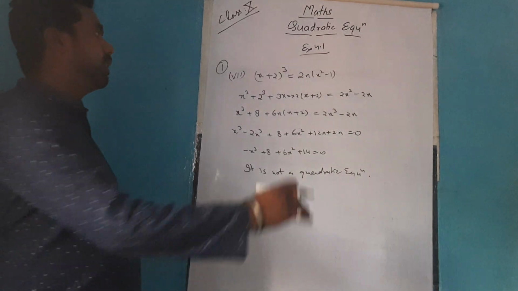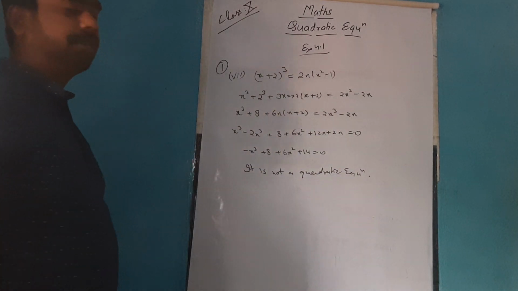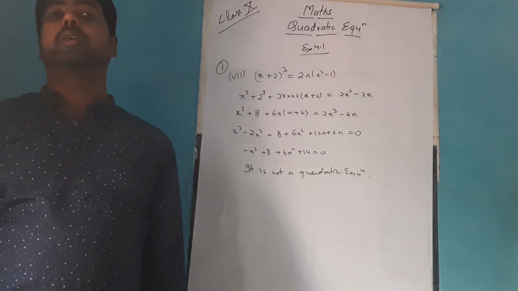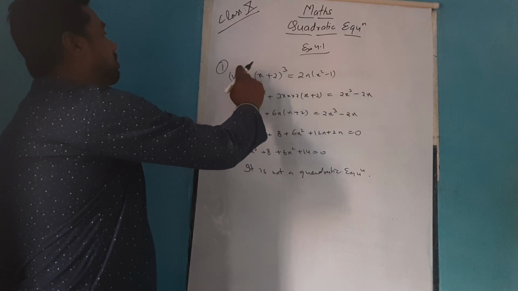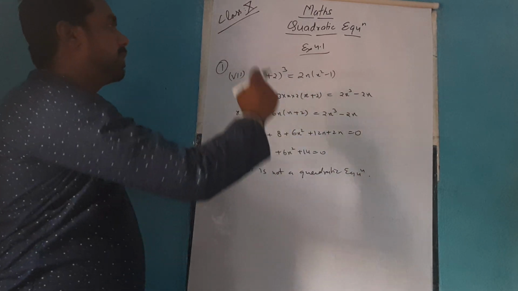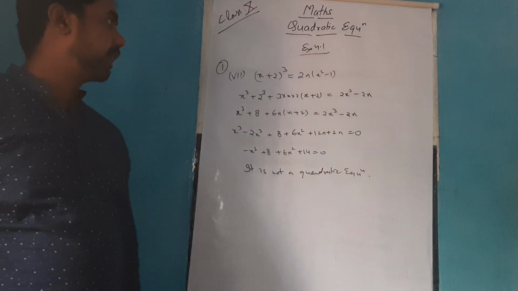I am repeating it again. First of all, we'll solve the left hand side using the property of (a + b) whole cube, which is a cube plus b cube plus 3ab(a + b), and on the right side you just open the bracket.